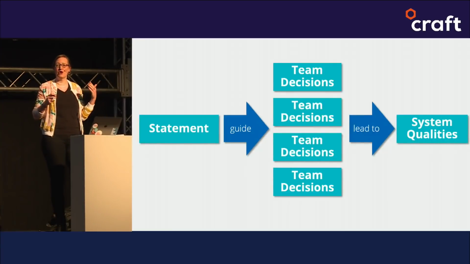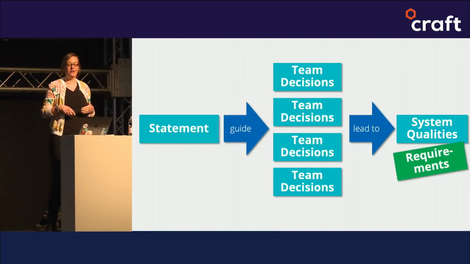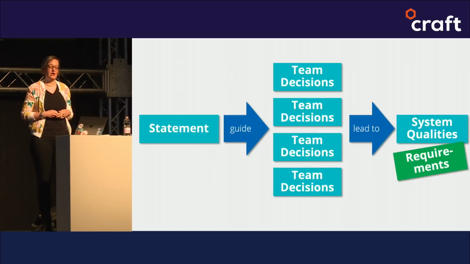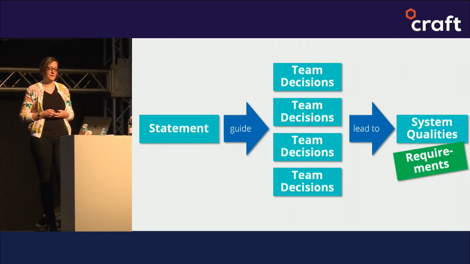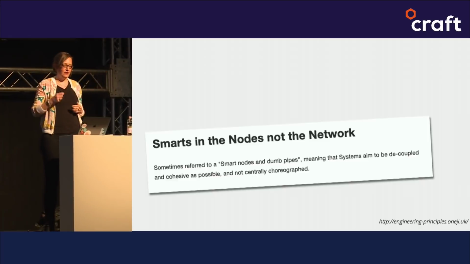Ideally, when we have all those autonomous teams, we guide them in a similar way, so that ultimately together we can achieve an enhancement of the system qualities that we want, which would be the requirements that Martin just talked about, and also the business goals, of course. So here's an example of a principle that's out there in the wild.